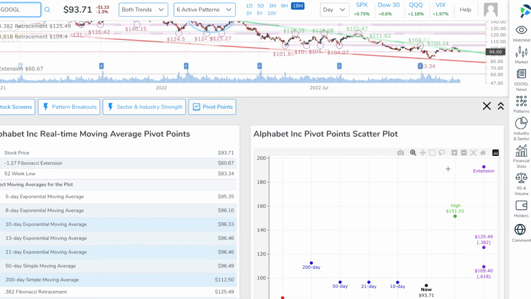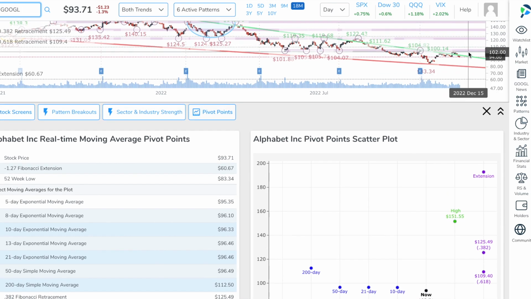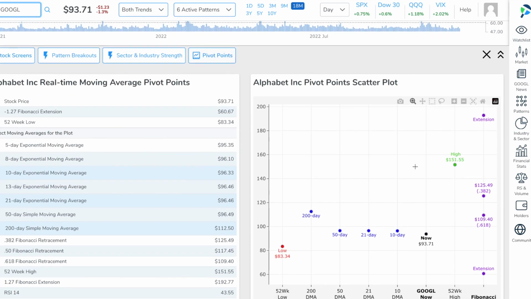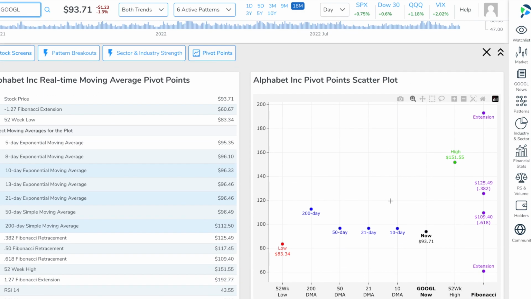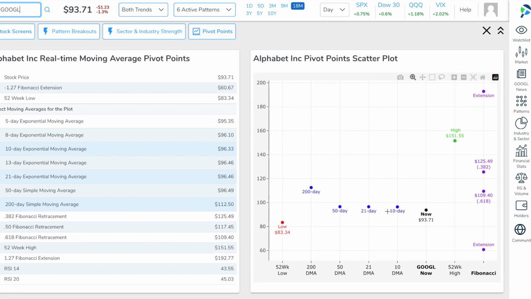Besides this visual resistance that we're up against, actually right around here would have been a good time to short, right when Google hit around 102. But besides that visual resistance, let's take a look at the pivot points, which show us the different moving averages. We're below the 10 exponential, below the 21 exponential, 50 simple, and we still have the 200-day moving average intact. So I think we're definitely heading lower in the short term.